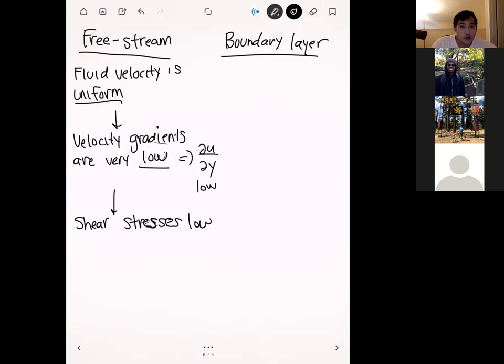And that's in contrast to the boundary layer region, where inside the boundary layer, we know the velocity is rapidly changing.